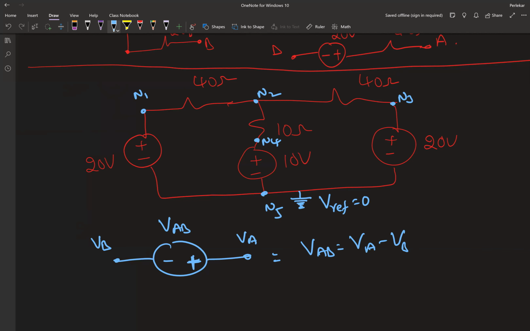Based on this principle, can I say my voltage at this node is 20 volt? Because I don't know this voltage, let me say VA, and I know this voltage, since it is grounded, that voltage must be 0. So VA minus 0 equals 20 volt. So this value must be 20 volt here. Same way, this value must be 10 volt there. And the same way, the voltage here must be 20 volt there.